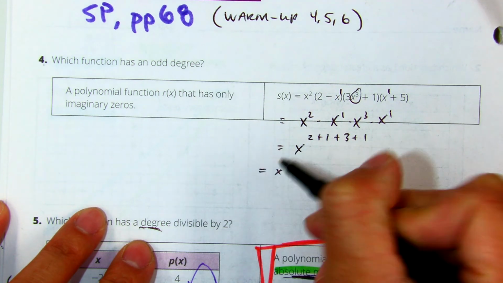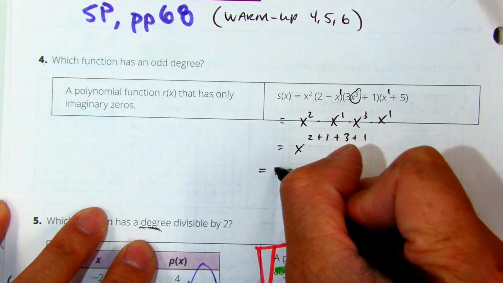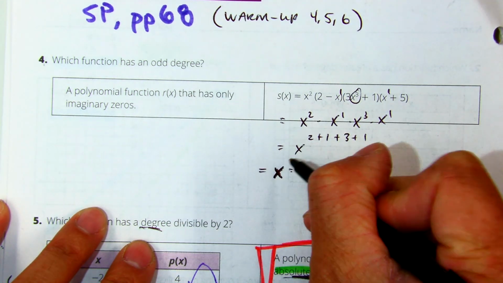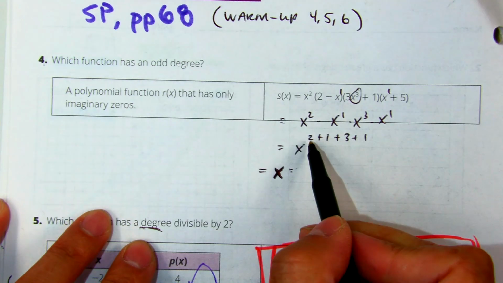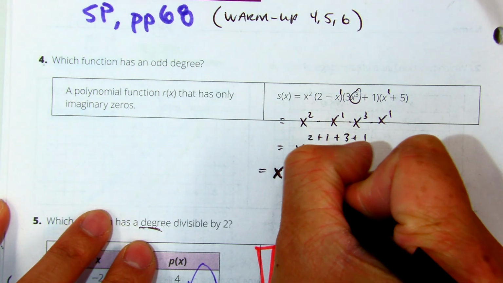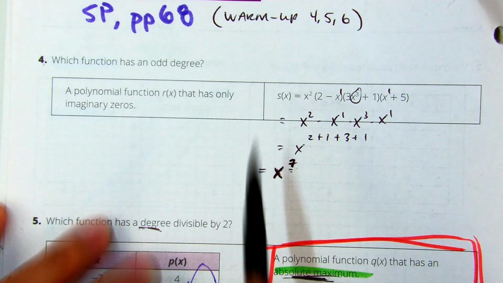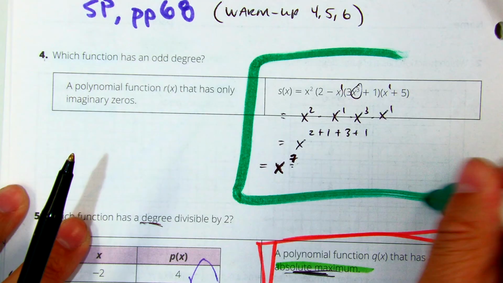6. Camille, what degree? Oh, 7. Degree 7. Camille, is that odd? Yeah. Let's double check on this other side.